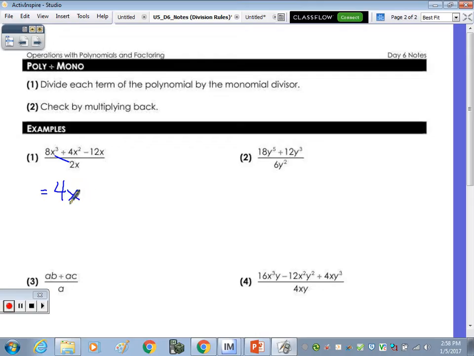4 to the what power? There's a 1 there. 3 minus 1, 2. Now divide the middle term by 2x. So it'll be positive 4 divided by 2, 2, and x. And then negative 12x divided by 2x is a negative 6.